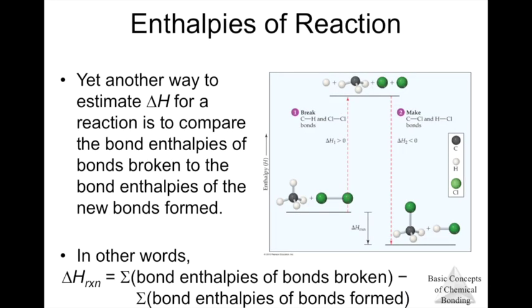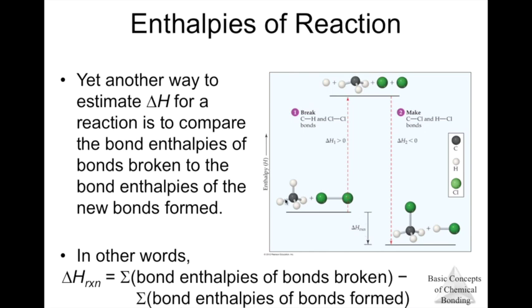So you can also talk about enthalpies of an entire reaction. You can estimate your delta H, your heat, for an entire reaction by comparing the bond enthalpies broken to the bond enthalpies that are formed. So the delta H of the whole reaction would be the sum of the bond enthalpies of broken bonds minus the bond enthalpies of the bonds formed, right?